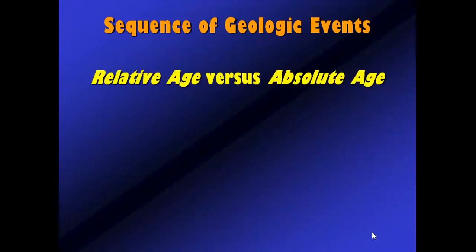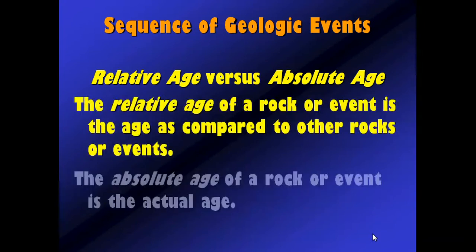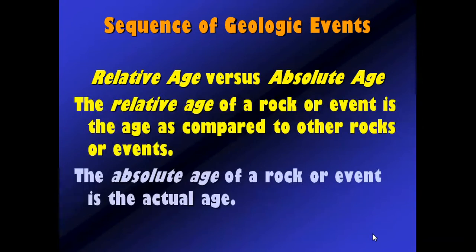Sequence of geologic events. Relative age versus absolute age. The relative age of a rock or event is the age as compared to other rocks or events. The absolute age of a rock or event is the actual age.